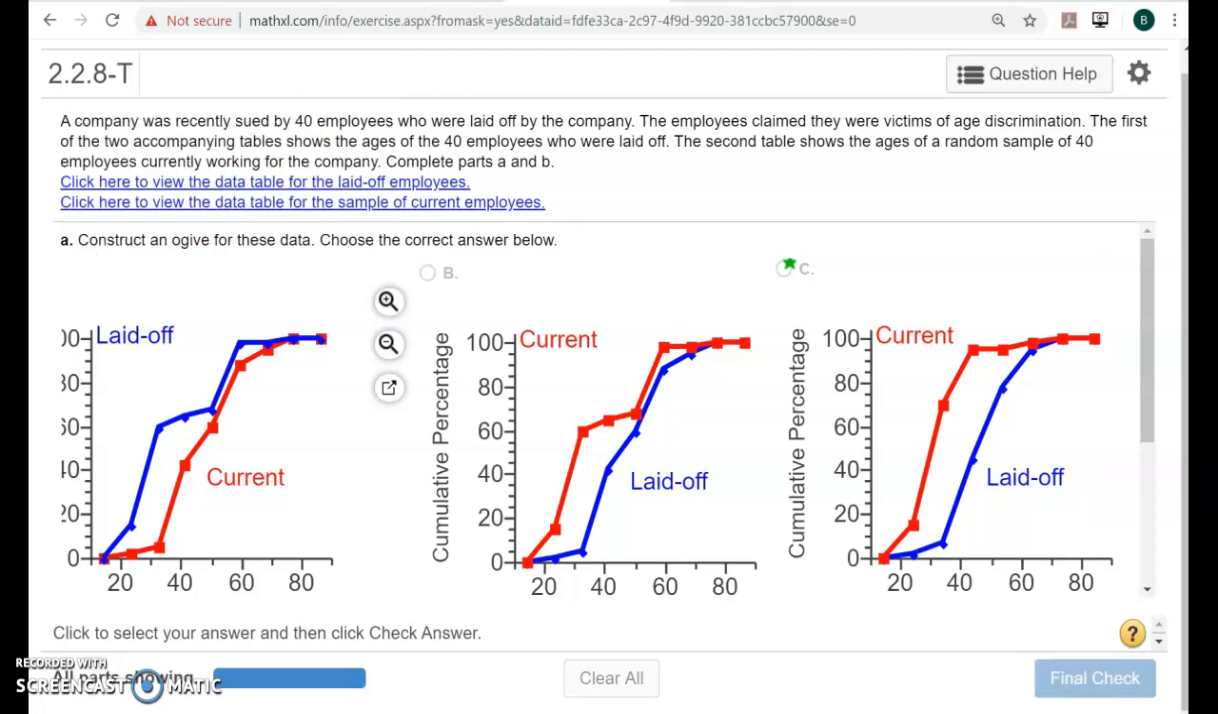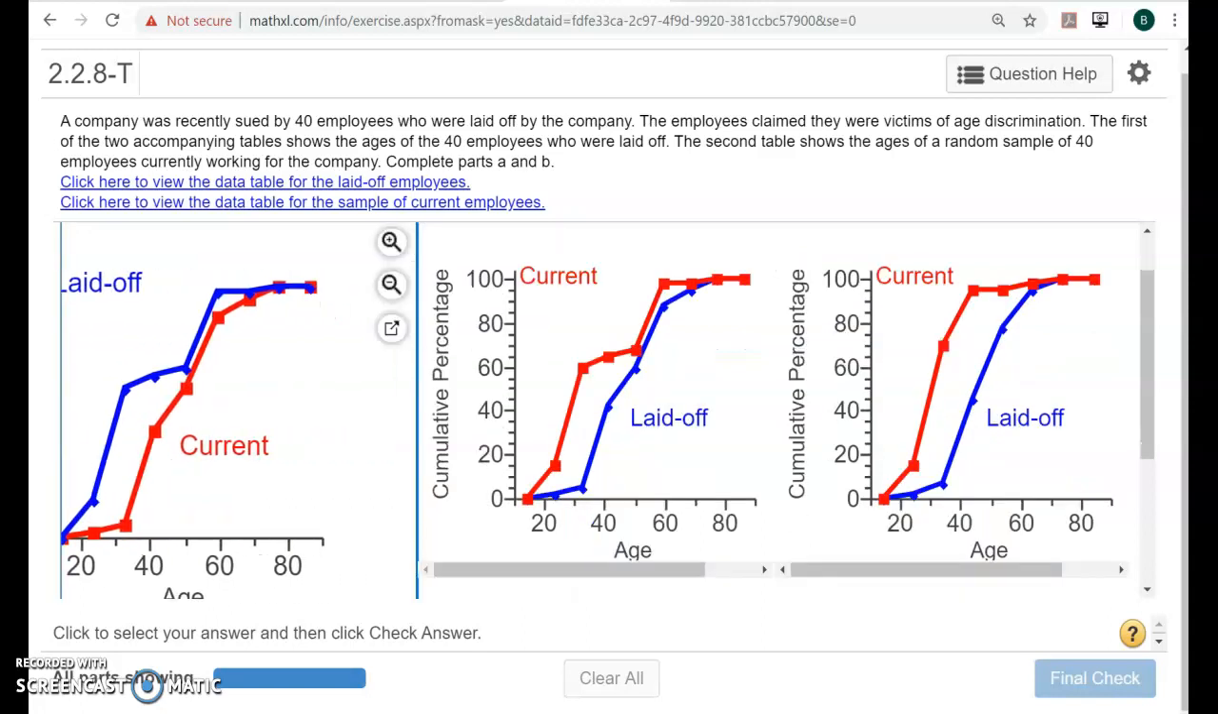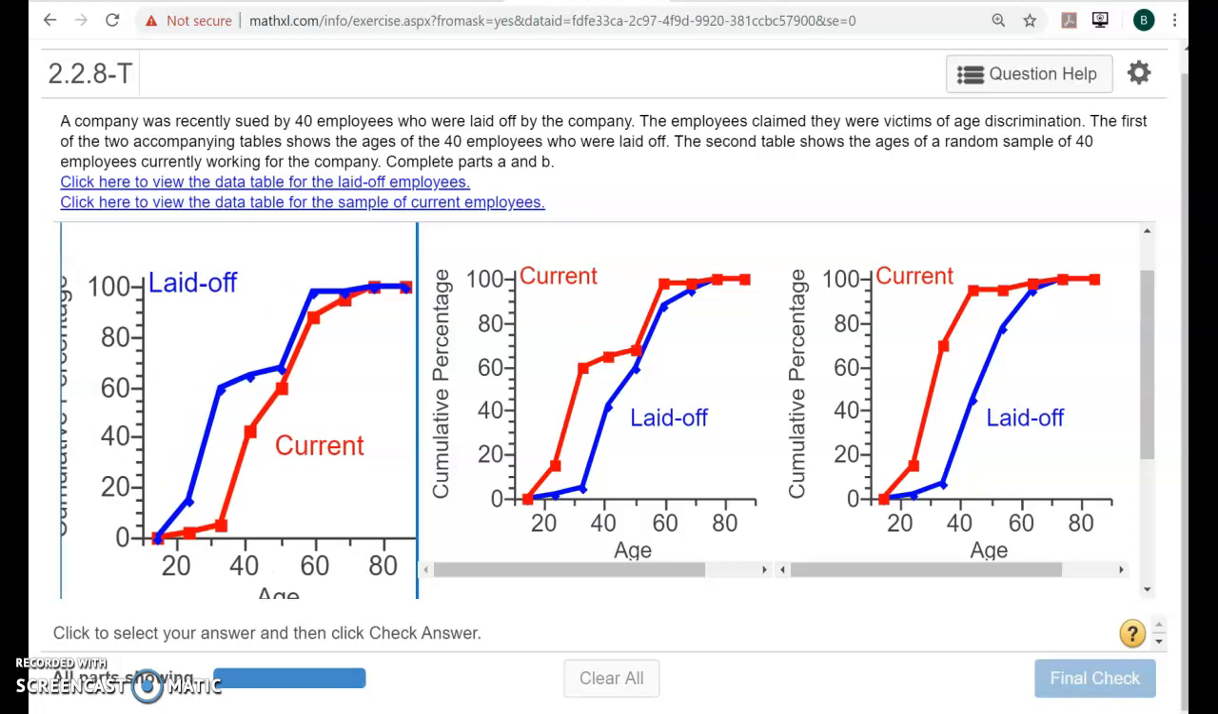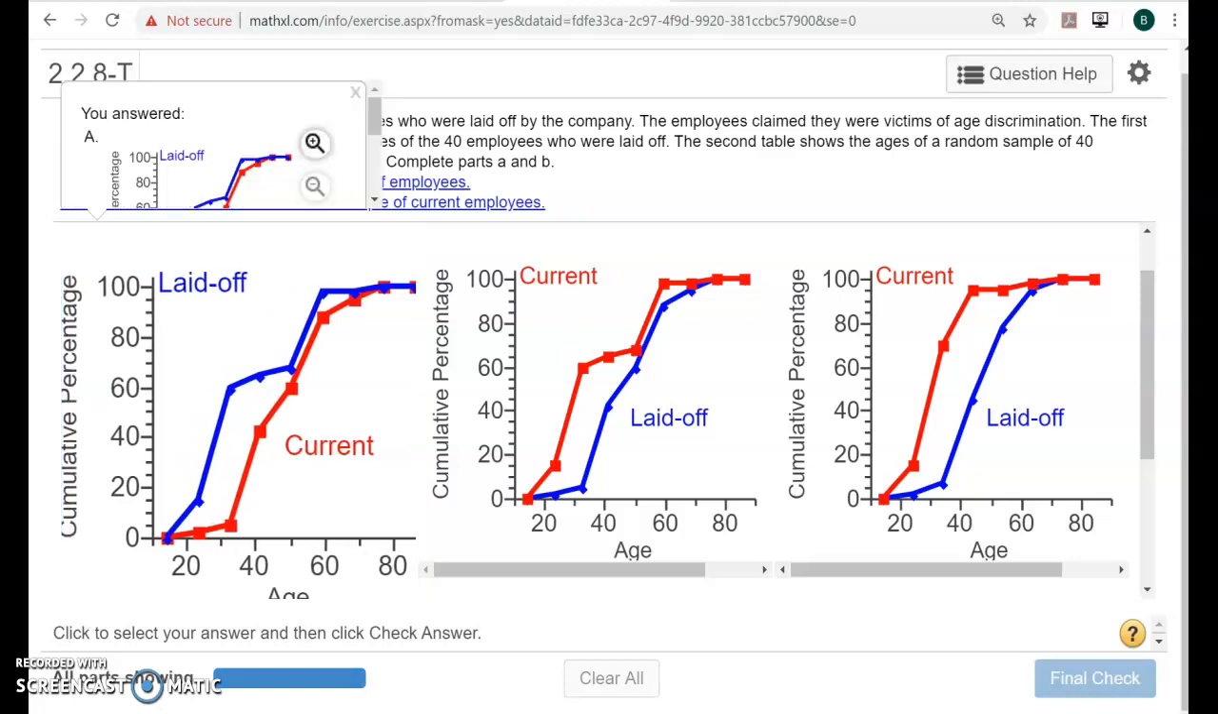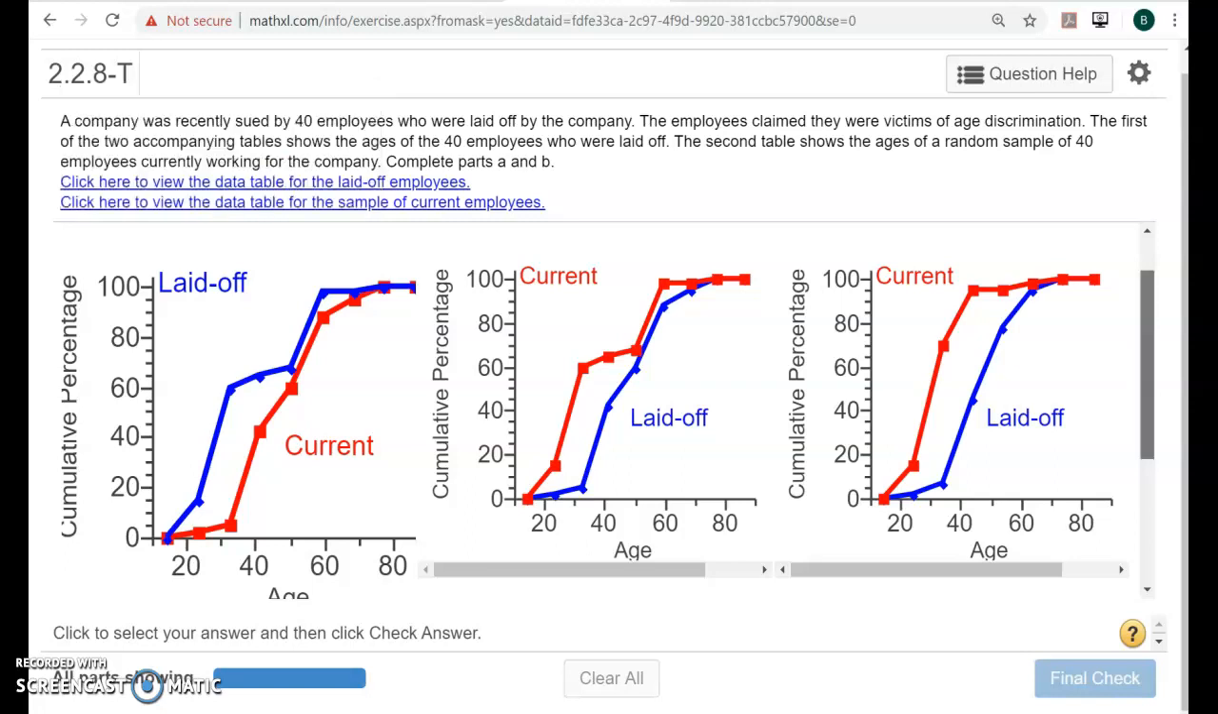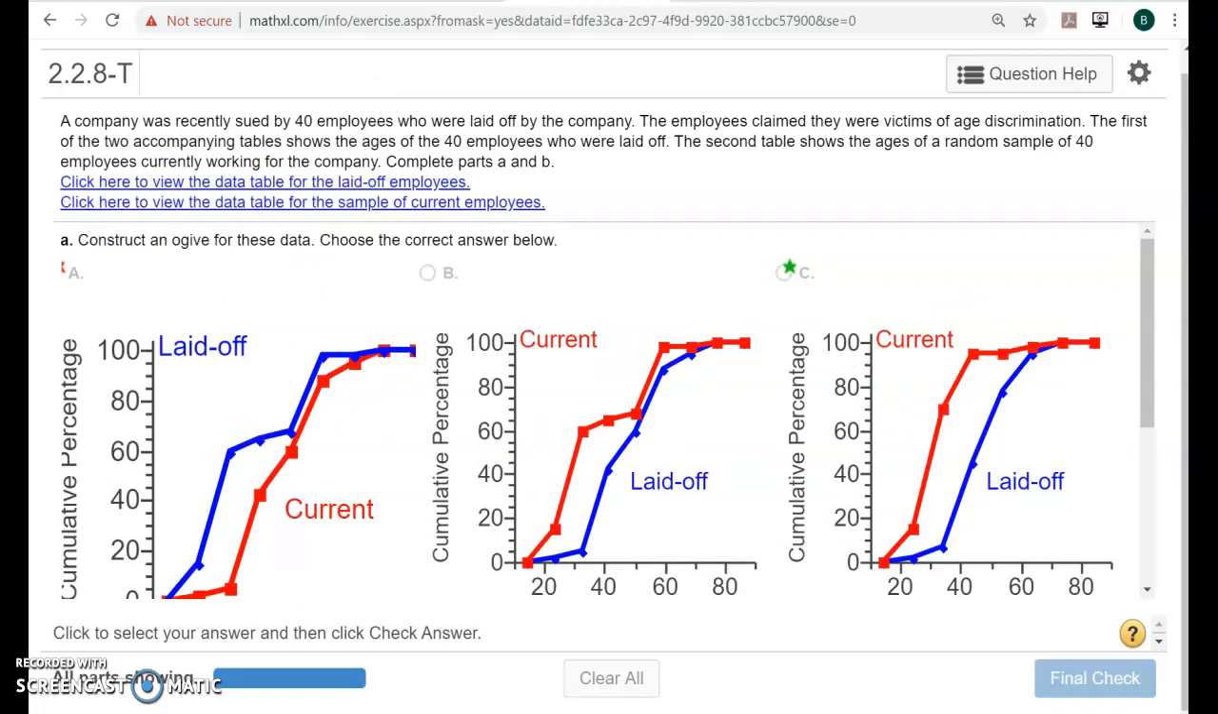The Ogive is kind of hard to read on here, but you can click on where you can zoom in and see. Make sure you know what the graph is divided up into: 5, 10, 15, 20. It's going up by 5. So you really have to be able to read the graph and eliminate the wrong answers.